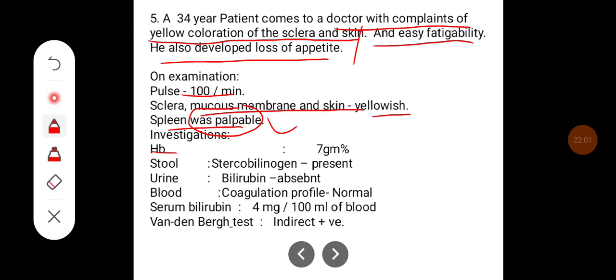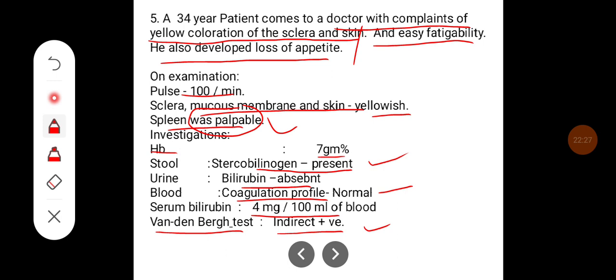The hemoglobin is 7 gram percent. Stool stercobilinogen is present, and urine bilirubin is absent. The coagulation profile is normal. There is no increase in clotting time. The serum bilirubin is 4 milligram percent, and the Van den Bergh test is indirect positive.